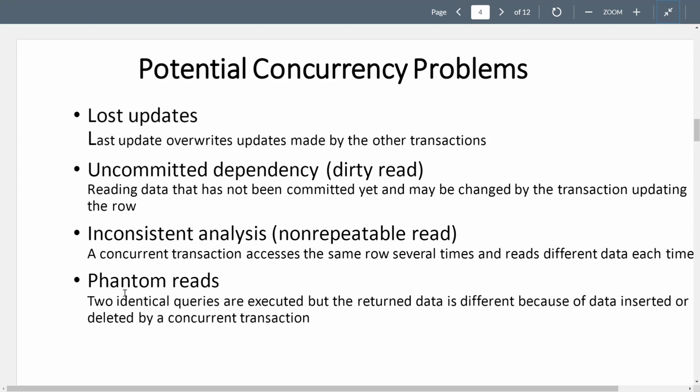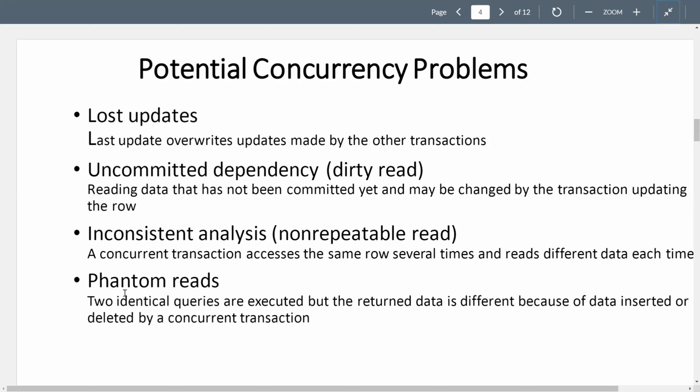Okay, uncommitted dependency, also known as dirty read. So think about our money transfer operation, right? Before that transaction is complete, if we allow other concurrent transactions to read the account balance of our savings account, then that may not be accurate. The balance may not be accurate because that transaction might be aborted. The change might be rolled back, right? So we call those scenarios a dirty read.